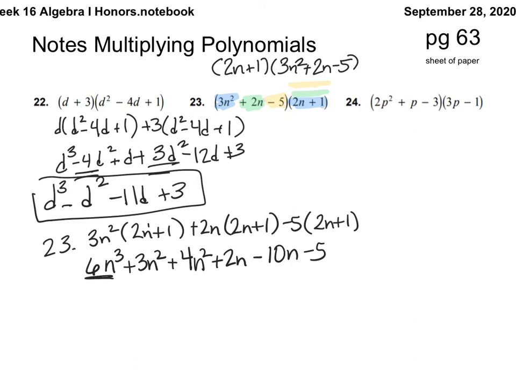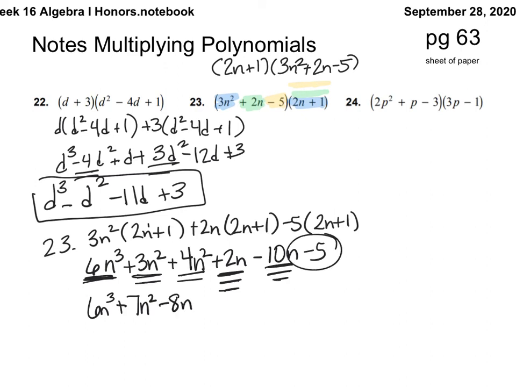Combine like terms. Nothing to go with 6n cubed. 3n squared and 4n squared is 7n squared, positive. 2n and negative 10n is negative 8n. And then we have a negative 5 on the end. Sometimes I make silly mistakes with these, so let me know if you see any silly mistakes, because it does happen.